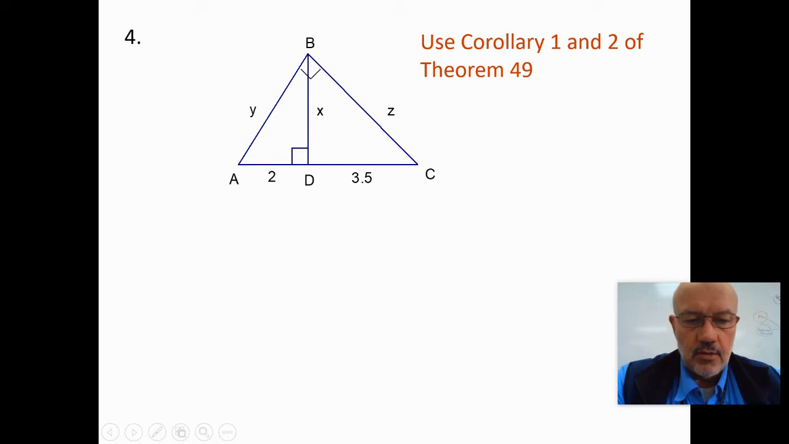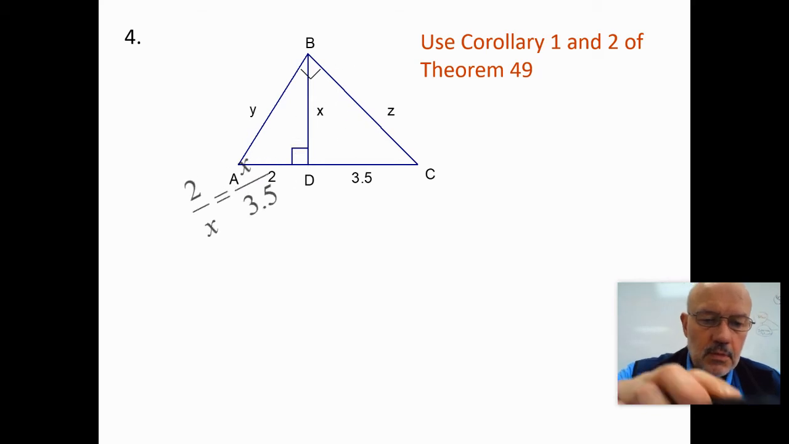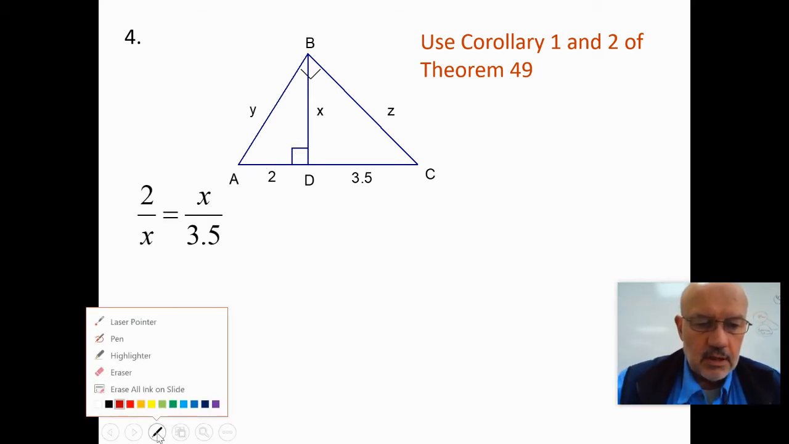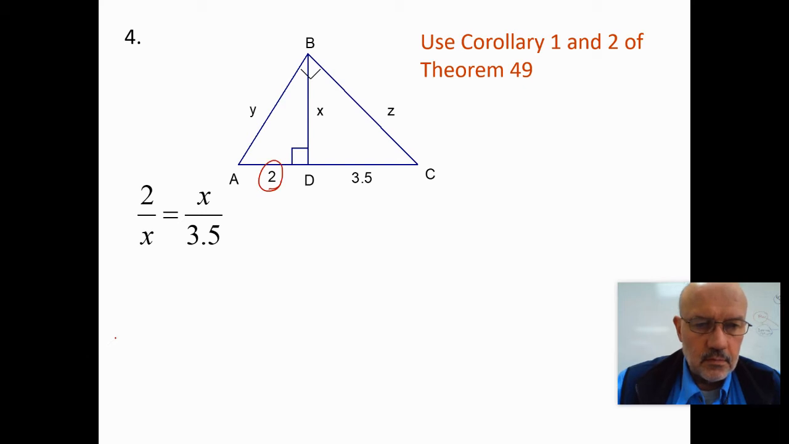We have this length is 2. And you know, it doesn't like that when I do that with my pen. Let's see if it lets me do it here. It should. All right. So we got this length 2. It still doesn't like it. There we go. And this one, 3.5. From D to C, and from A to D is 2. So this should be using corollary 1 and 2 of theorem 49.